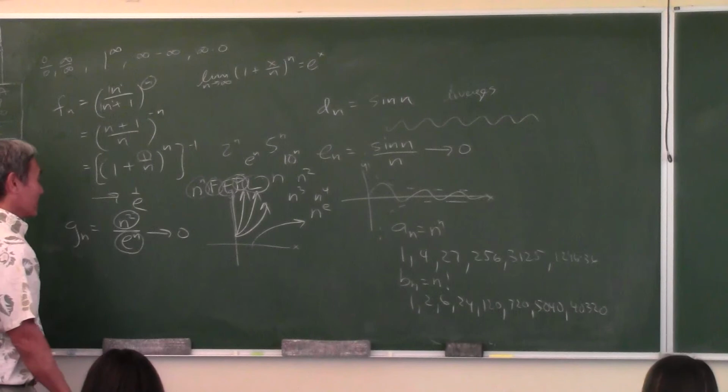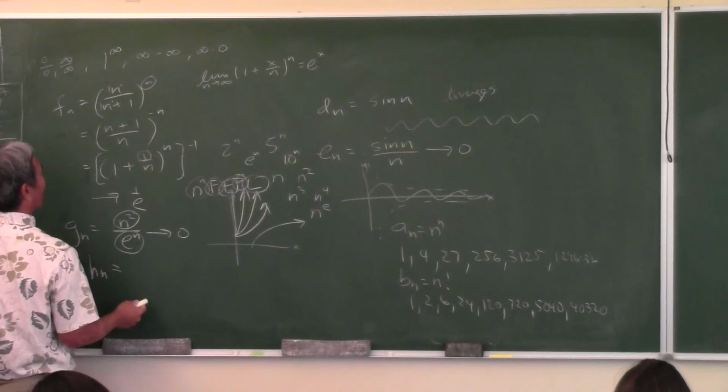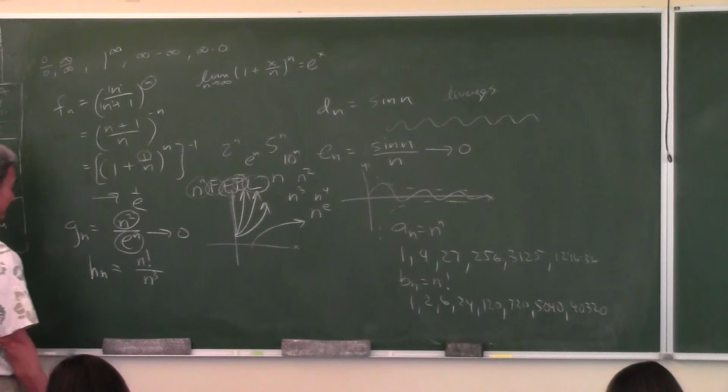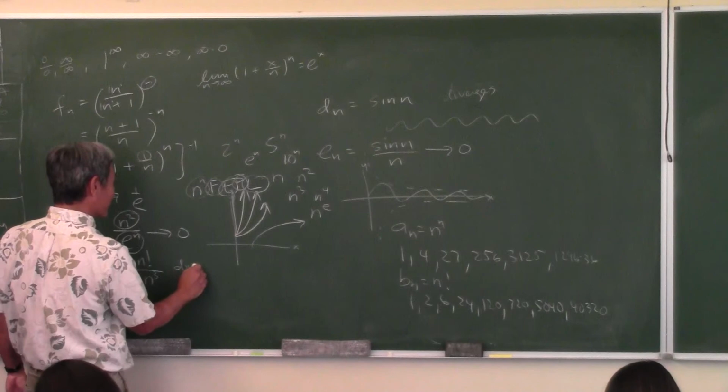So when the top and the bottom both go to infinity, this hierarchy is the tool to use. Let's just do one more. H sub n is n factorial over n cubed. Okay, the limit is infinity, but does this function converge or diverge? It diverges, but specifically, it diverges to infinity.